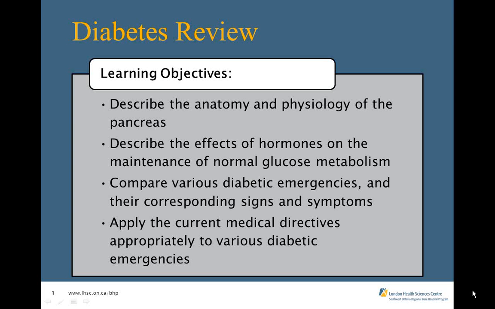Part of our learning objectives for the paramedic with the diabetic review is to describe the anatomy and physiology of the pancreas, describe the effects of hormones on the maintenance of normal glucose metabolism, compare the various diabetic emergencies and their corresponding signs and symptoms, and apply the current medical directives appropriately to various diabetic emergencies.